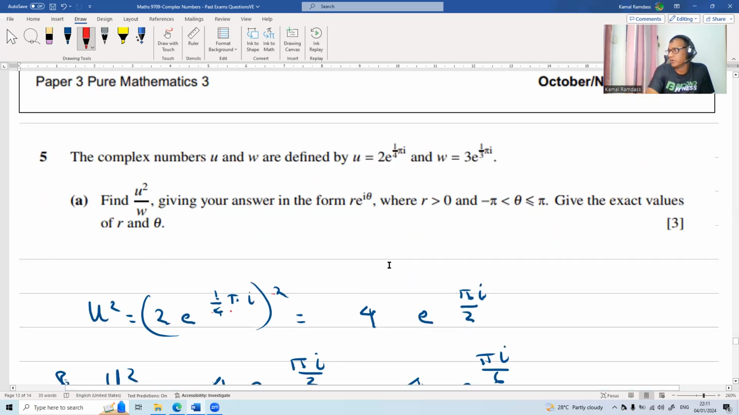OK. u is equal to 2e to the power of 1 over 4 pi i. And w is equal to 3e to the power of 1 over 3 pi i. Find u square over w, giving your answer in the form of r e to the power of i theta, where r greater than 0 and theta lies between minus pi and pi. Give the exact values of r and theta.